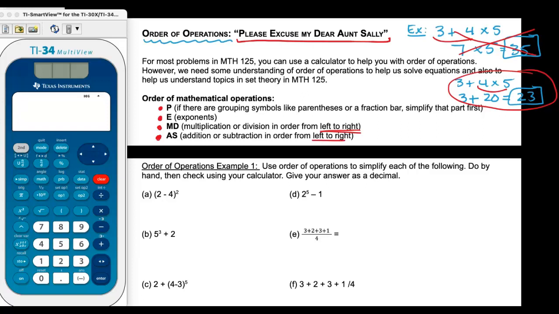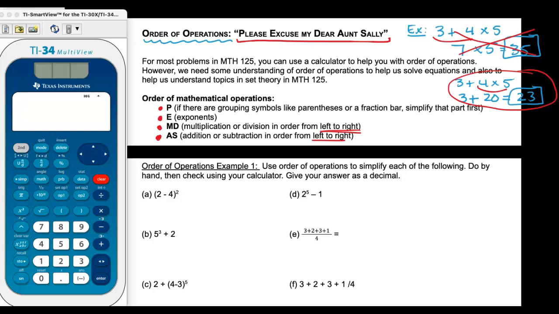So let's jump in and do an example. We're going to do the examples by hand, and then we're going to use our calculator to check. So keep in mind that your calculator knows how to do the order of operations. So your calculator can be really helpful in checking. And for a lot of the math problems in our class, you can use the calculator to help you. It is helpful though to understand how to do this by hand.